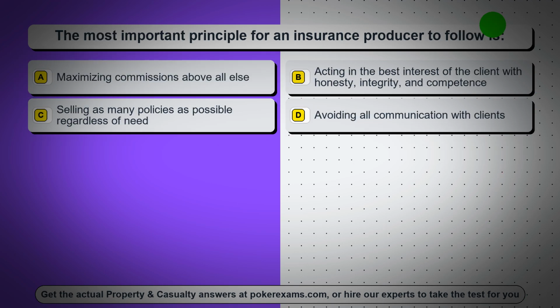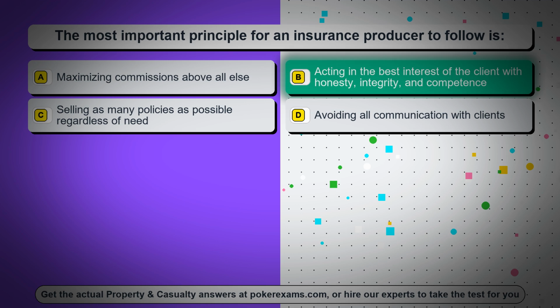Question 4. The most important principle for an insurance producer to follow is, Option A, maximizing commissions above all else. Option B, acting in the best interest of the client with honesty, integrity, and competence. Option C, selling as many policies as possible regardless of need. Option D, avoiding all communication with clients.